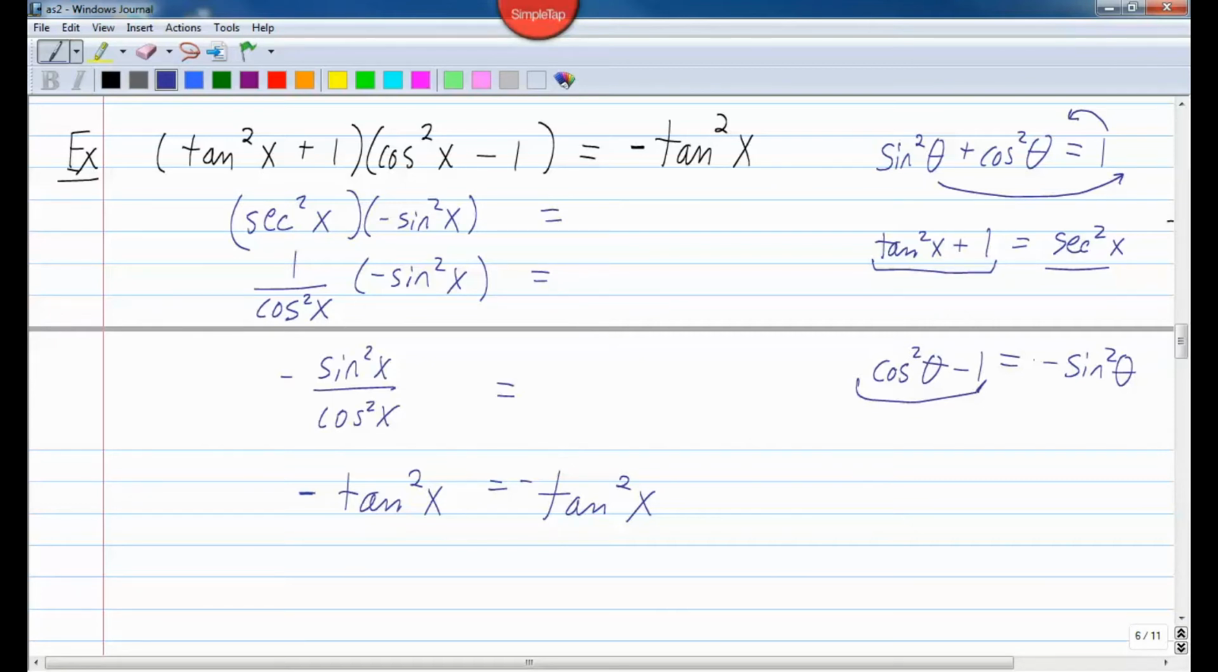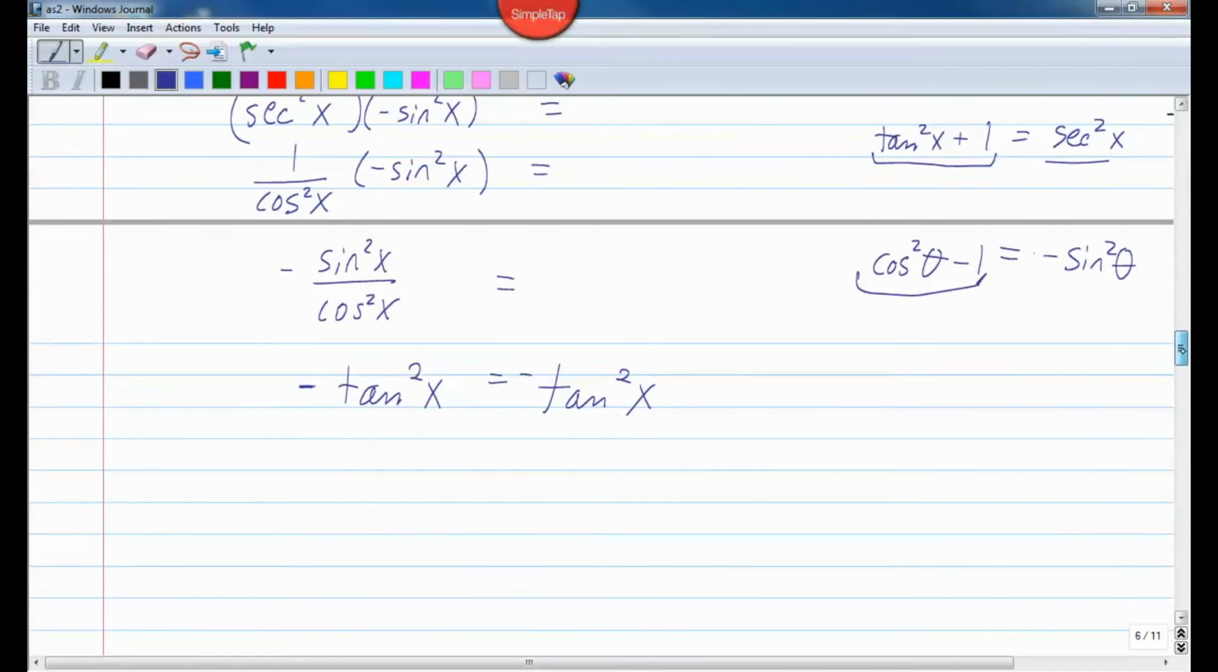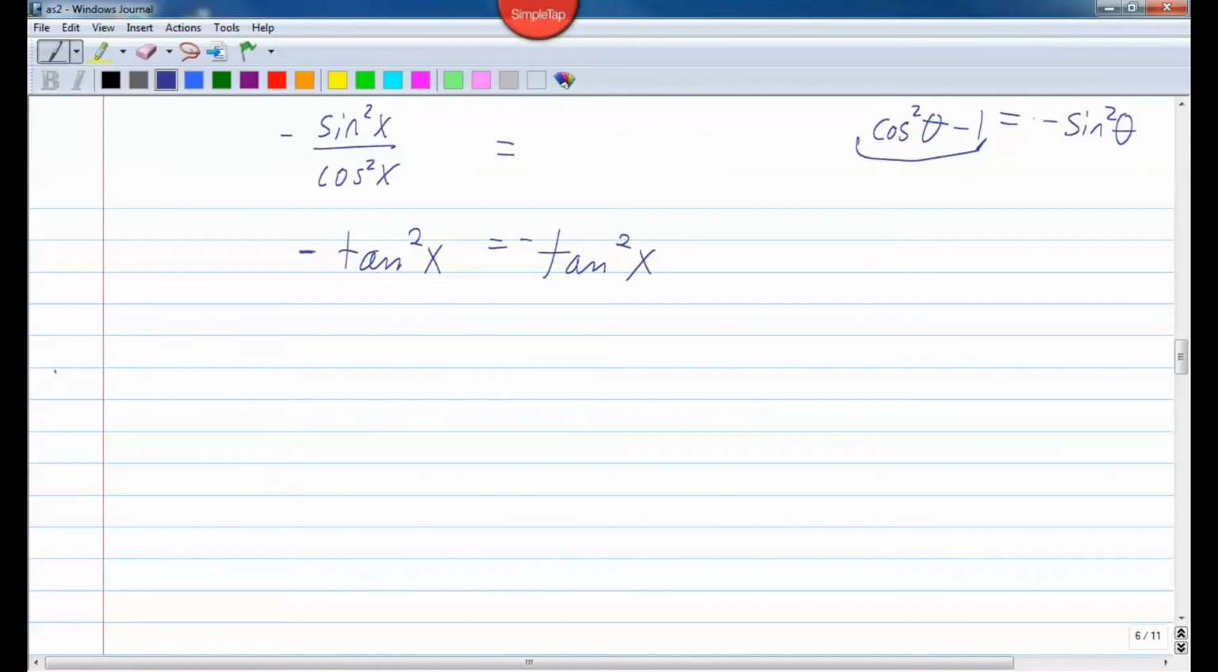You may want to try to multiply these out, but that may not do anything. So you can try all different types of ways to verify an identity, and a lot of times one way will be easier than the others. All right, let's look at another.